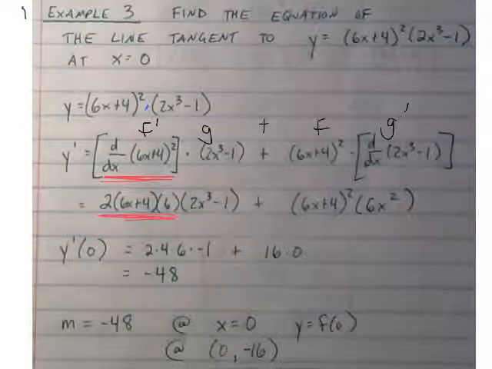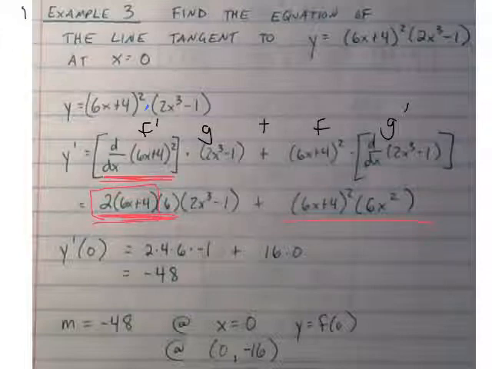So there's the outside, the derivative of the outside, times the derivative of the inside, and then we multiply that by g, and then we add f g prime. And unfortunately, g prime did not require any chain rule. We did that because we wanted to find the slope at x equals 0.